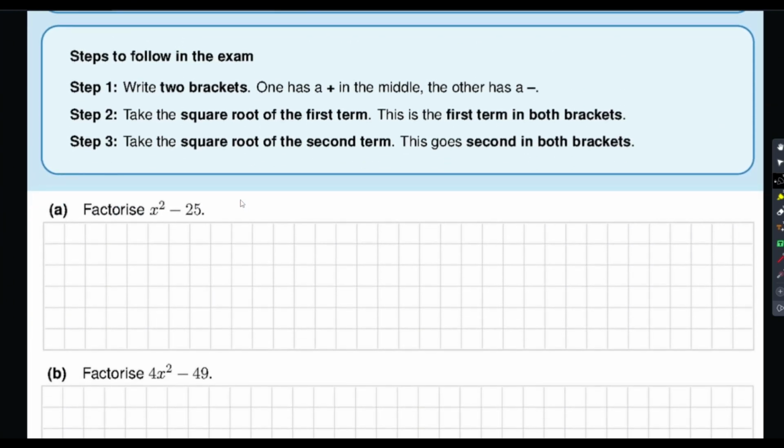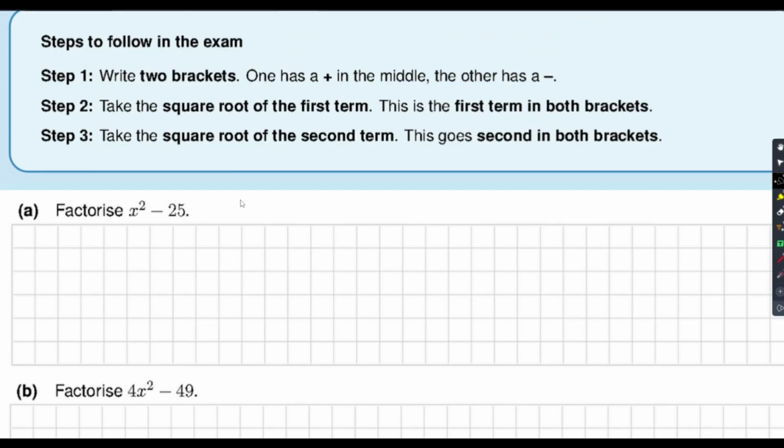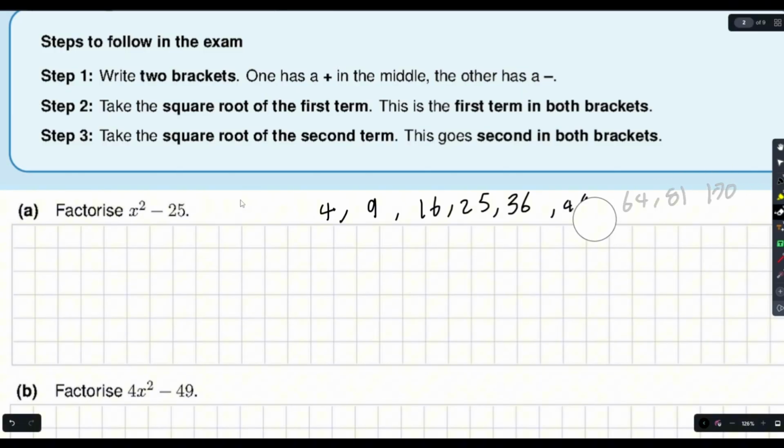So another thing we have to be familiar with here is we need to be able to recognize our perfect square numbers. So what are our perfect square numbers? 4, we have 9, 3 squared, 16, 25, 36, 49, 64, 81, 100. So we need to be able to recognize these, 121, 144, and it wouldn't really go beyond our 12 times tables. So we need to be able to recognize them. 25, we know that that's 5 squared.